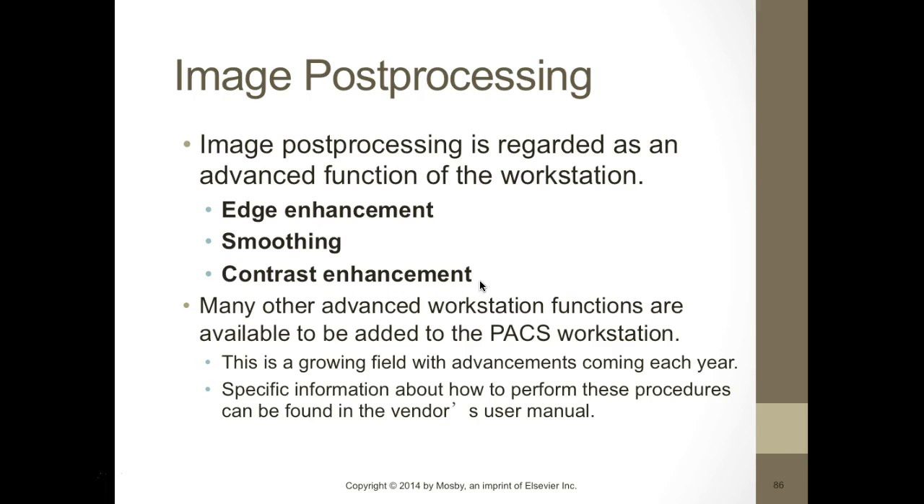So image post-processing is regarded as an advanced function on your workstation. There's edge enhancement, smoothing, and contrast enhancement. Typically these are preset for you. When you get into CT and MRI, we actually use these functions. Many other advanced workstation functions are available to be added to the PACS workstation. This is a growing field, and we typically take this function away from you, but if you have a chest x-ray that you want to see the lines within the lung a little bit better, you'll use edge enhancement. If you have bone that's real rigid and you want to soften it a little bit, you can put on a smoothing filter. So there's different things that you can do.